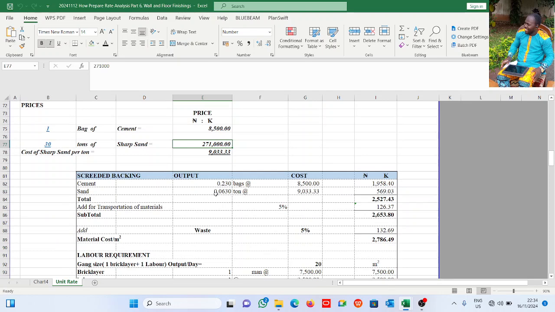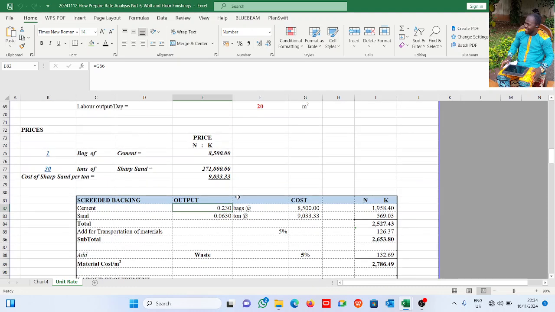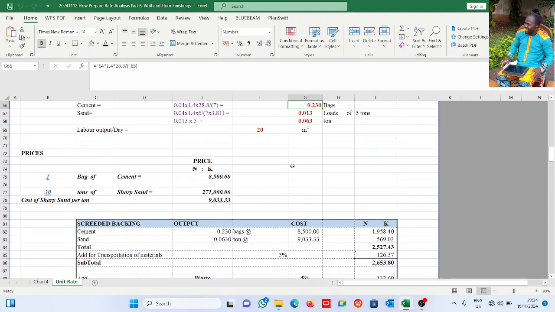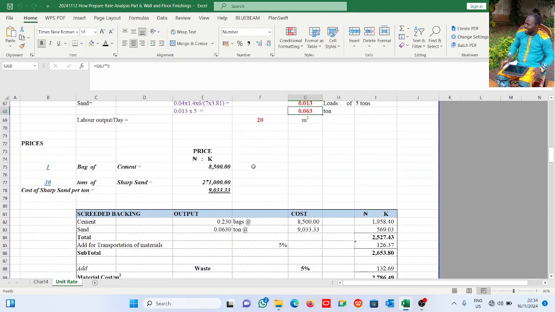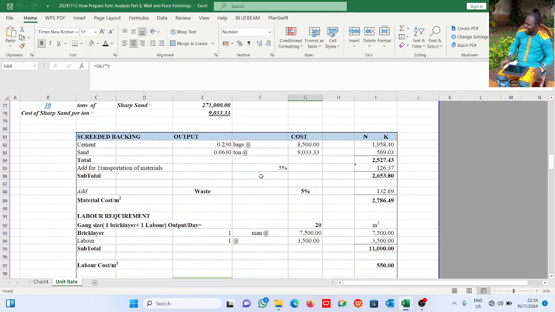All right, so we bring them here. The cement content is 0.23. Now you see that's what we calculated here. This is what we have here. At 8,500, that gives me 1,958. The same thing for the sand content, 0.063. This is what we calculated here. You can see there.